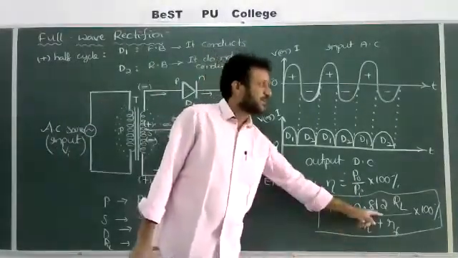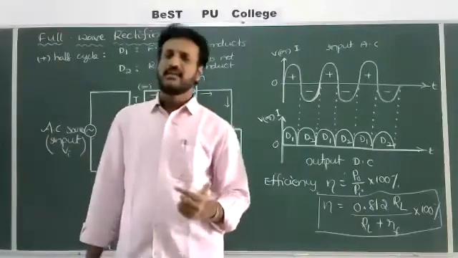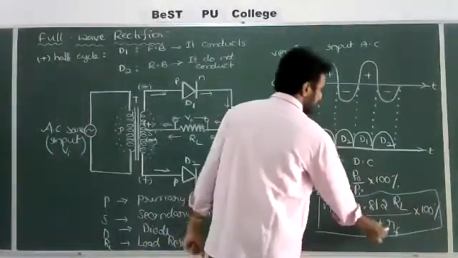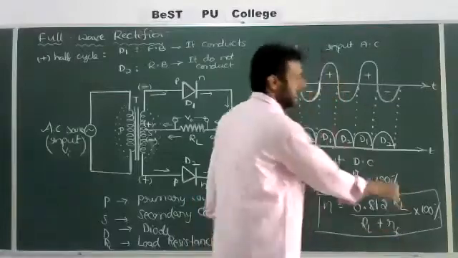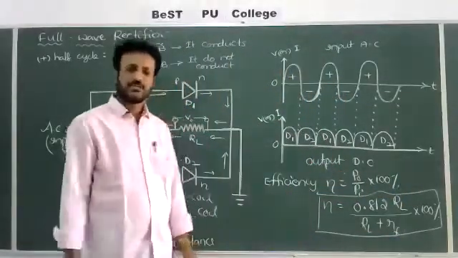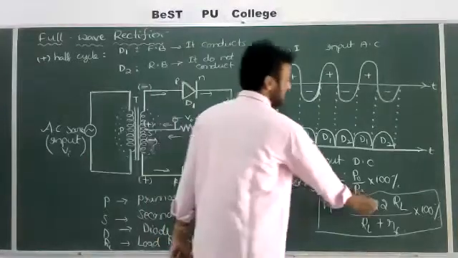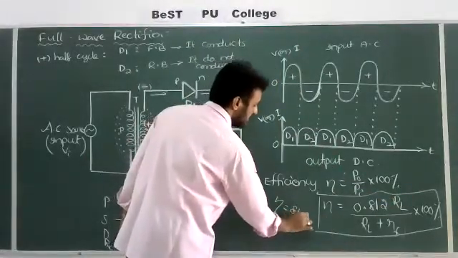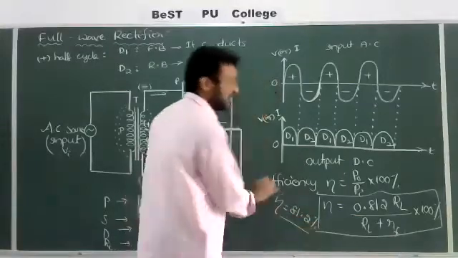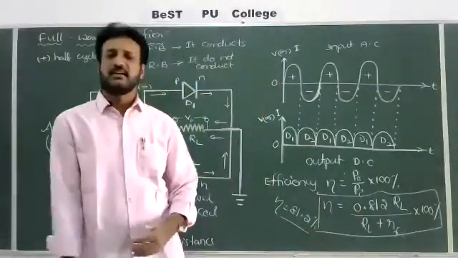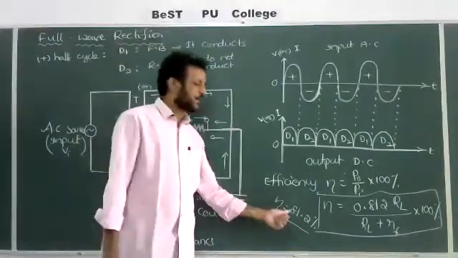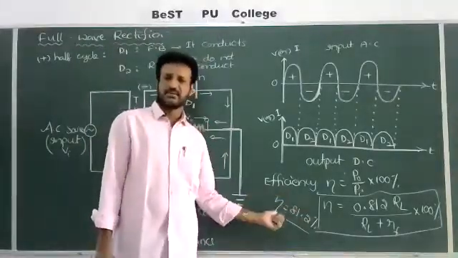For example, if the diode is ideal, it doesn't offer any resistance, then what will happen? We can neglect this RF value. By neglecting the RF value, RL gets cancelled. Then we only write 0.812 into 100. Therefore, eta is equal to 81.2%, but not 100%. If you are giving 100% of the AC, how much are you converting? 81.2% of the AC can be converted into DC.